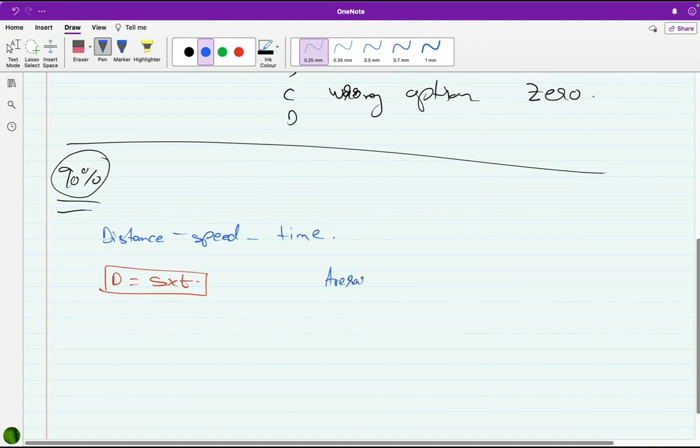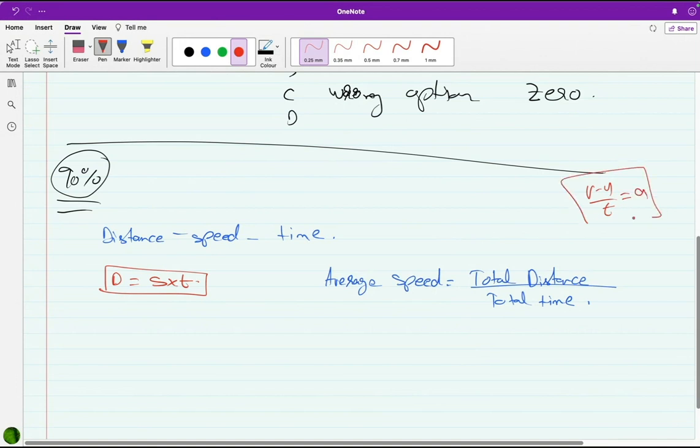Average speed. Yeah, isn't it given by final speed and initial speed? Yeah, that's one thing. Average speed is total distance... V minus U over T. Oh wait, never mind, that's something else. Over total time. That V minus U over T is acceleration actually.